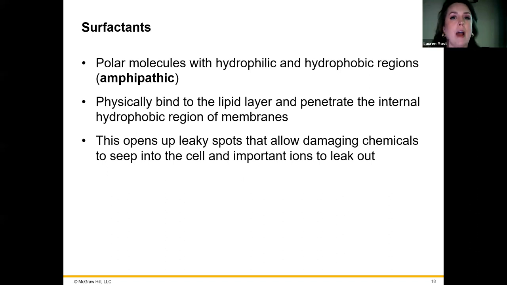So this starts out with surfactants. These are polar molecules, go figure. Okay, they're amphipathic. This should be a familiar term to you guys. What molecule did we already learn about that was amphipathic? The phospholipid, right? So they had that charged head and the hydrophobic tail, right? And that made up our lipid bilayer. These guys mimic that in a way. They have a charged head and a hydrophobic tail that allows them to sneak in between the parts of the lipid bilayer and then cause the stuff to leak out of the cell.